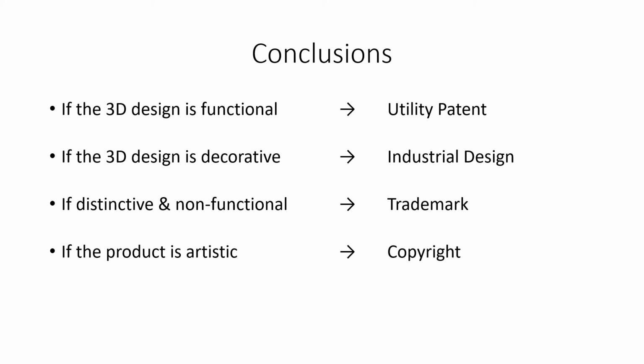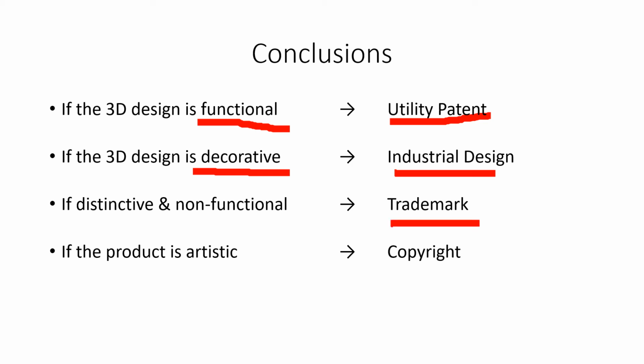So in conclusion, there's a good chance that the three-dimensional shape and look of your product can be protected in one or more ways. First of all, if it's a functional design, then a utility patent might be available for you. If it's purely decorative, then an industrial design might be available to you. Again, if it's a new and inventive design. If it's distinctive, that is, it distinguishes your product from your competitors' products, then you might be able to get a trademark for it. And in certain limited circumstances, it might also be possible to get copyright.